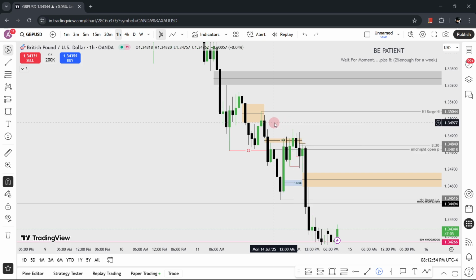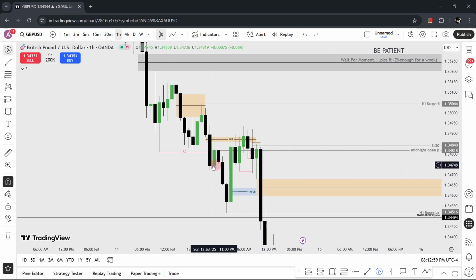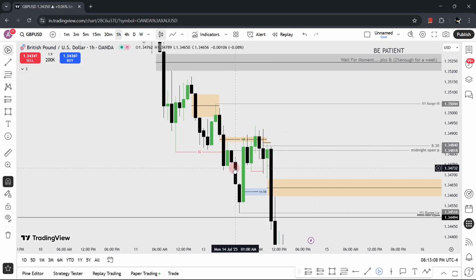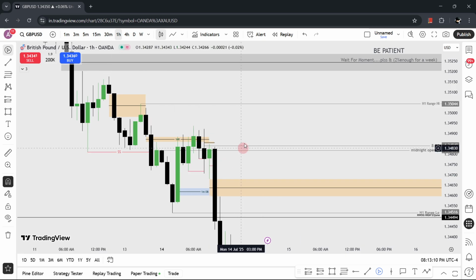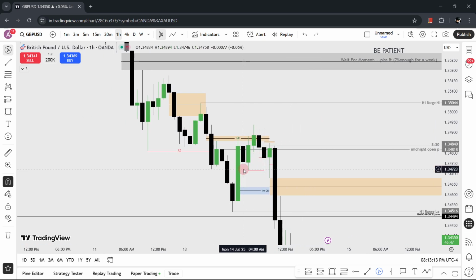And in the London session, the market went down, created this, and it went up, creating this small 1 hour fair value gap, mitigated, and it does the job. Okay.